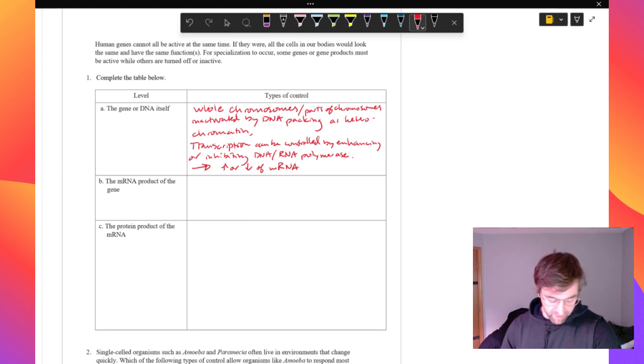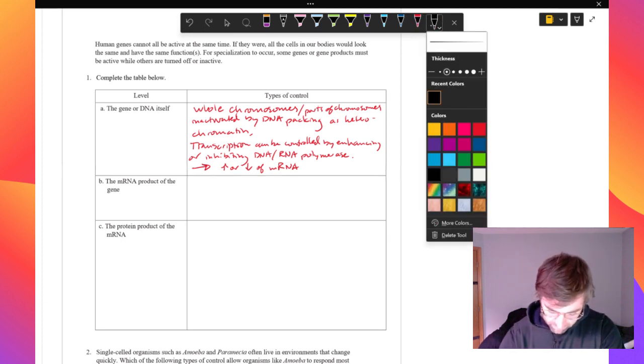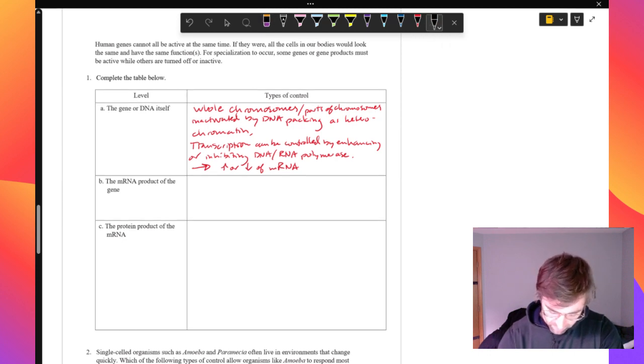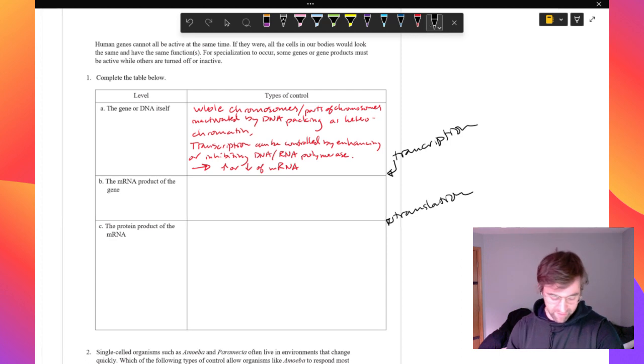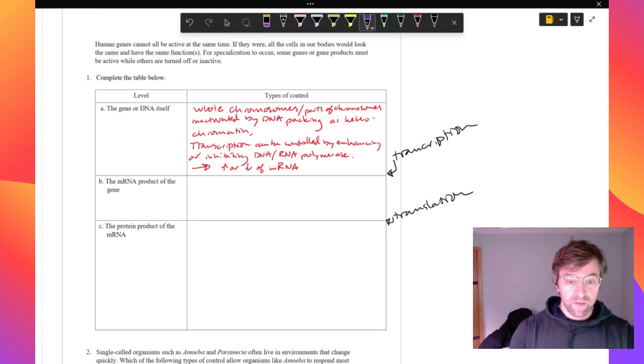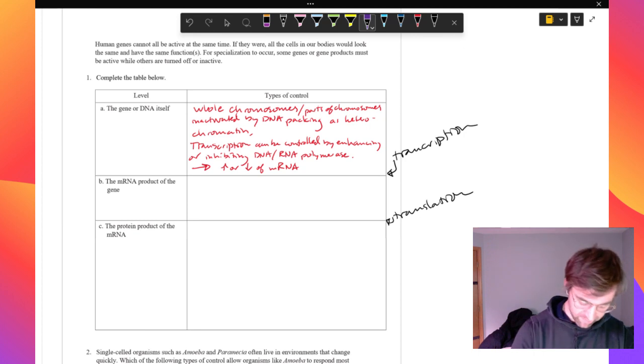Then we have the mRNA product of the gene level. So here we're at, I'm just going to put this off to the side again, transcription level, and here we're at translation level, is where each of these lines are kind of occurring. So at the gene or DNA level, we have some control mechanisms there. After transcription, we have the mRNA product. We'll do this in a different color. At the mRNA level, controls can affect whether the pre-mRNA is processed into mRNA, how long the mRNA is active in translation, whether the mRNA is capable of attaching to ribosomes and being translated.